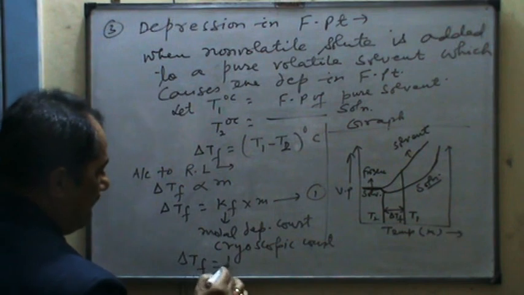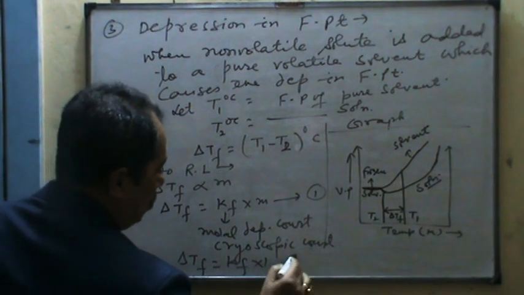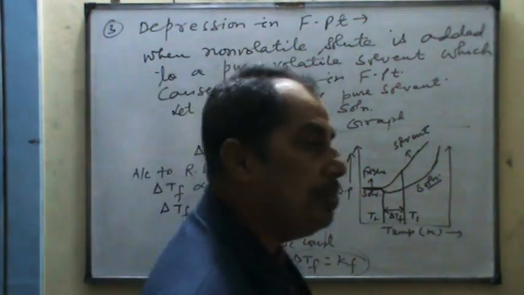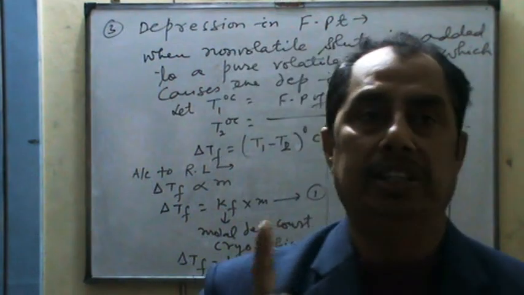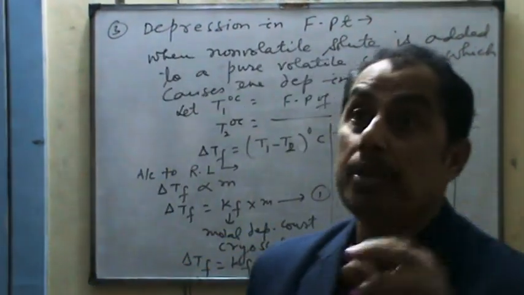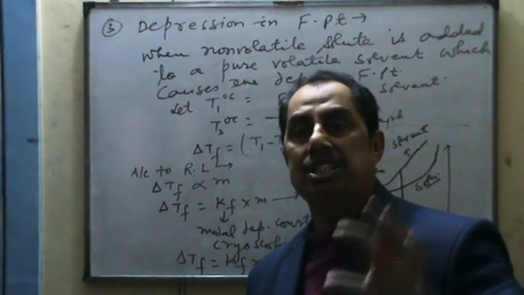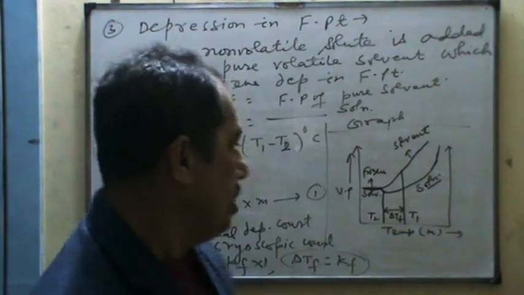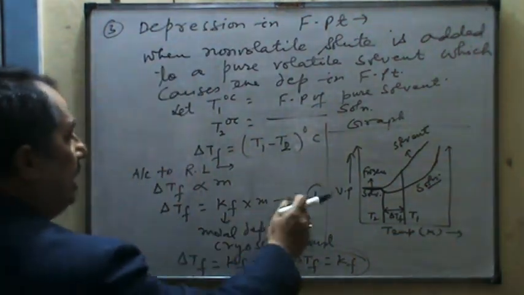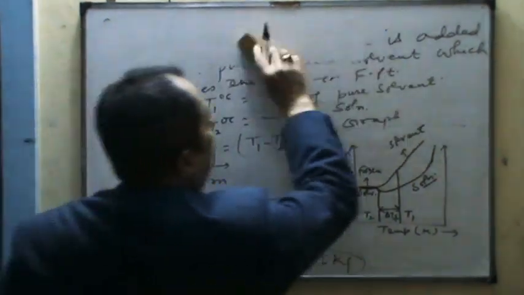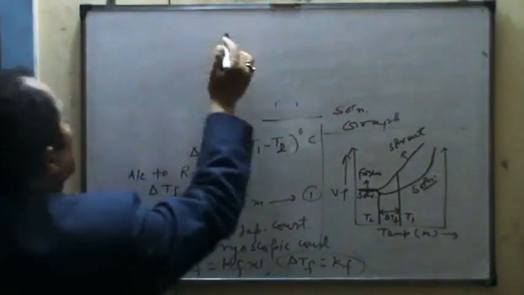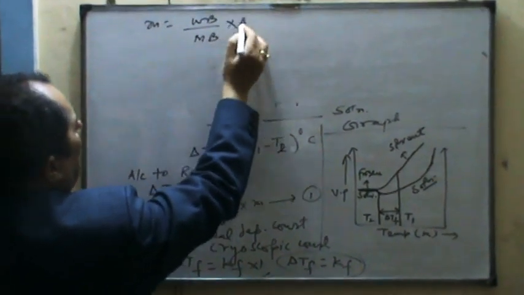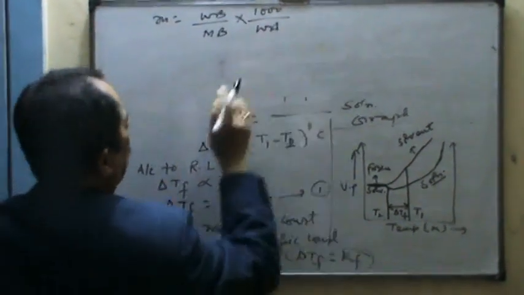Dear students, delta TF is equal to KF into 1. So delta TF is equal to KF. The depression in freezing point becomes equal to the cryoscopic constant when the molality of the solution is 1. That means 1 mole of solute is dissolved in 1 kg of solvent, at that time the molality of the solution is 1 or unity. Put the value of m in equation 1. You know it very well, molality m is equal to WB upon MB, number of moles of solute, into 1000 upon WA.